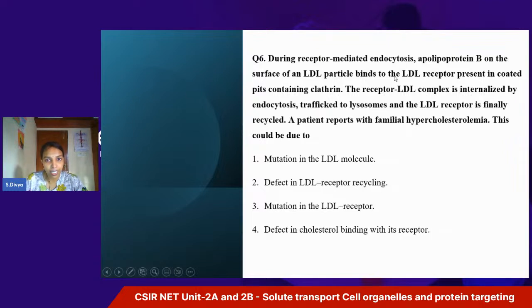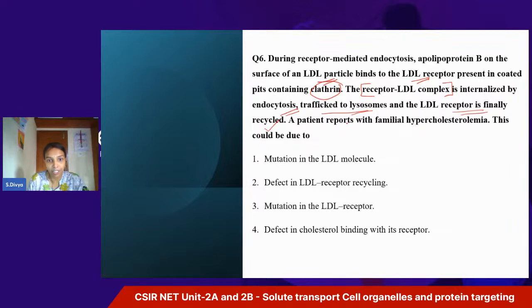During receptor mediated endocytosis, apolipoprotein B on the surface of the LDL particle binds to the LDL receptor present in the clathrin coated pit. Now, this complex, that is the receptor LDL complex, will be internalized by endocytosis, transported or trafficked to lysosomes. And this LDL receptor is finally recycled.